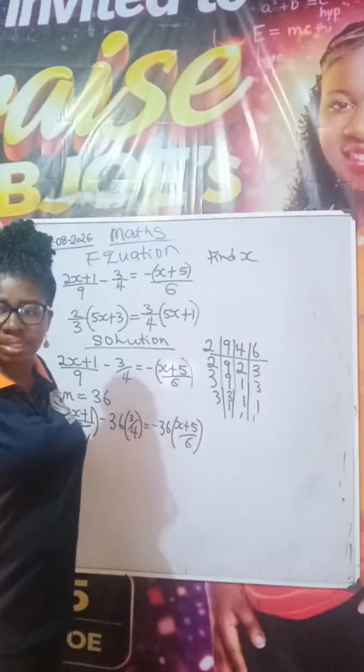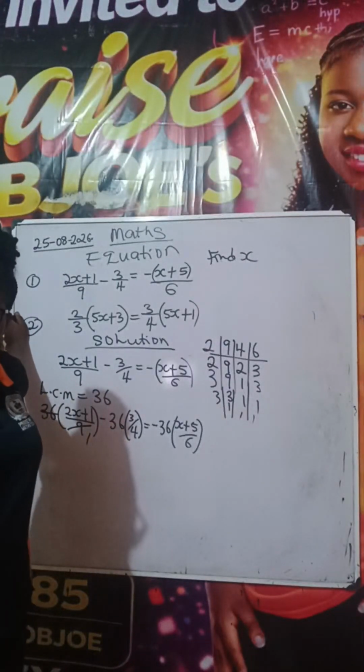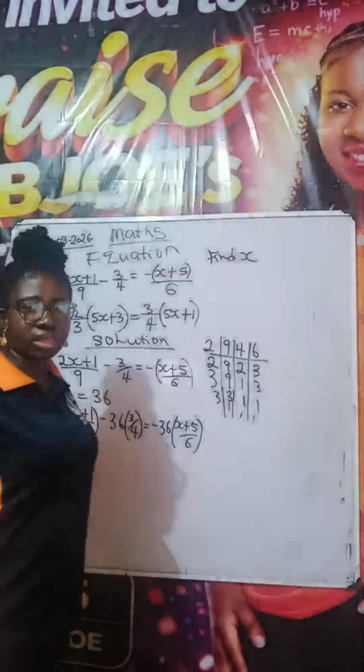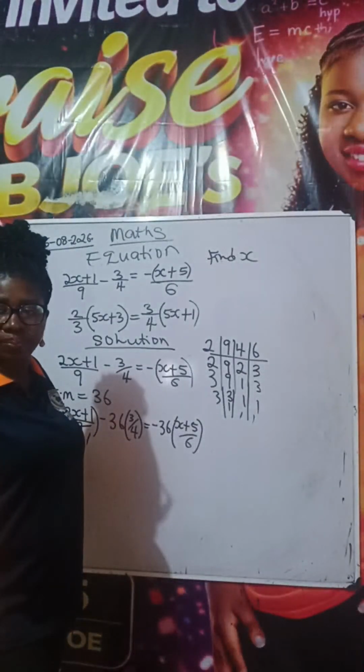How many 9 in 36? It's not 5 times, so how many 9 in 36? 36 divided by 9. I think that will give us 4 times.